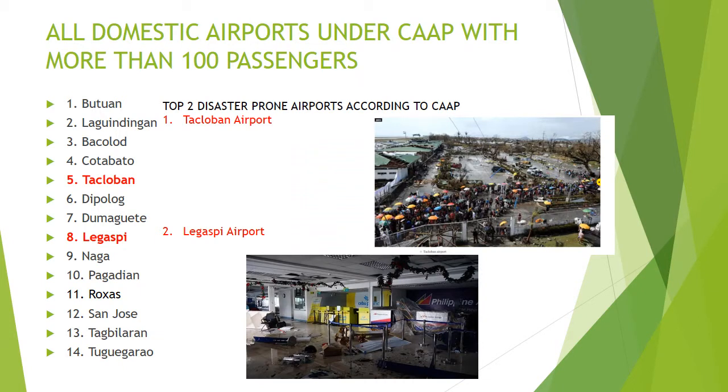These are all the domestic airports under the Civil Aviation Authority of the Philippines, CAAP, and the top two disaster-prone airports according to CAAP are Tacloban Airport and Legazpi Airport.